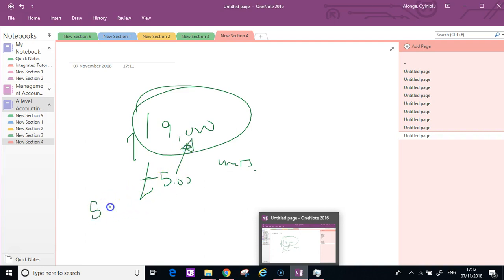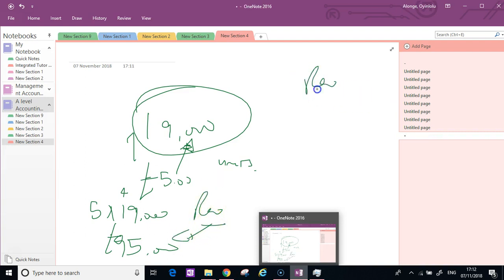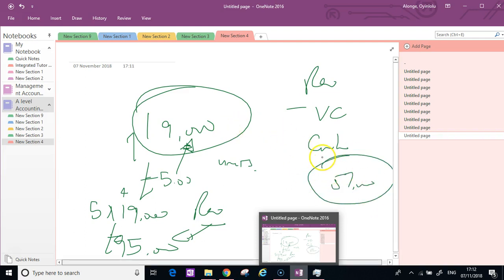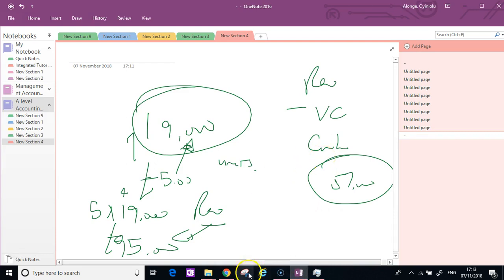which is the £5 times the 19, right? So we have 5 times 19, and we have £95,000. And this is the revenue that we need to break even, right? Because we still have to do revenue minus the variable costs to give us contribution, and then that will now cover our fixed costs of £57,000. So our £57,000 is our fixed costs. Okay, great.